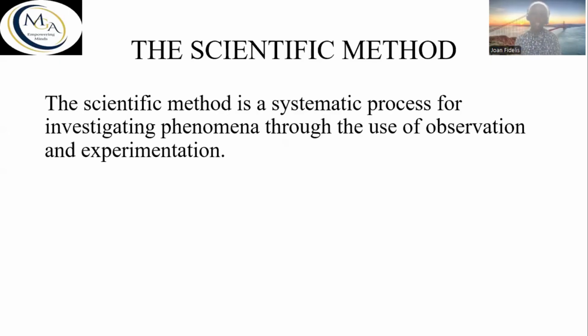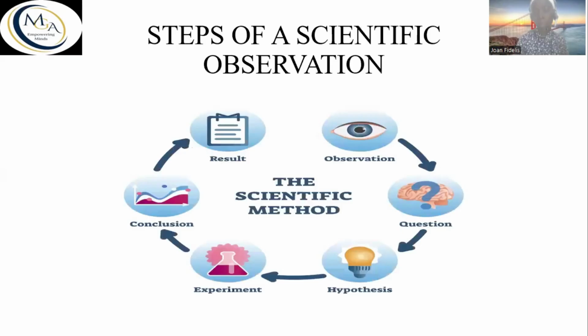So our topic for today is the scientific method. So what is the scientific method? The scientific method is a systematic process for investigating phenomena through the use of observation and experimentation. In our previous video, we talked about what science is and how science helps us to understand the natural world. So the scientific method is a systematic, stepwise process where we investigate the natural world or phenomena about it, and then we use observation and experimentation.